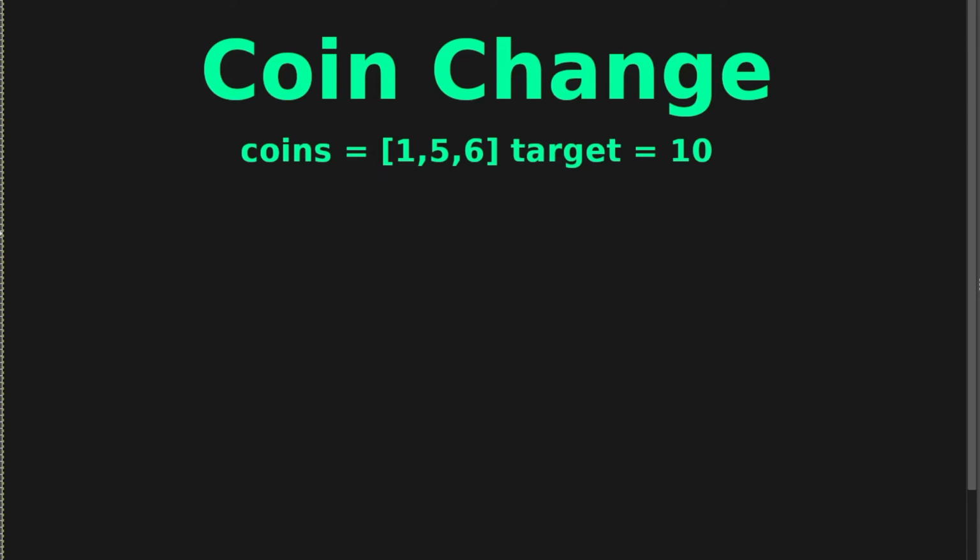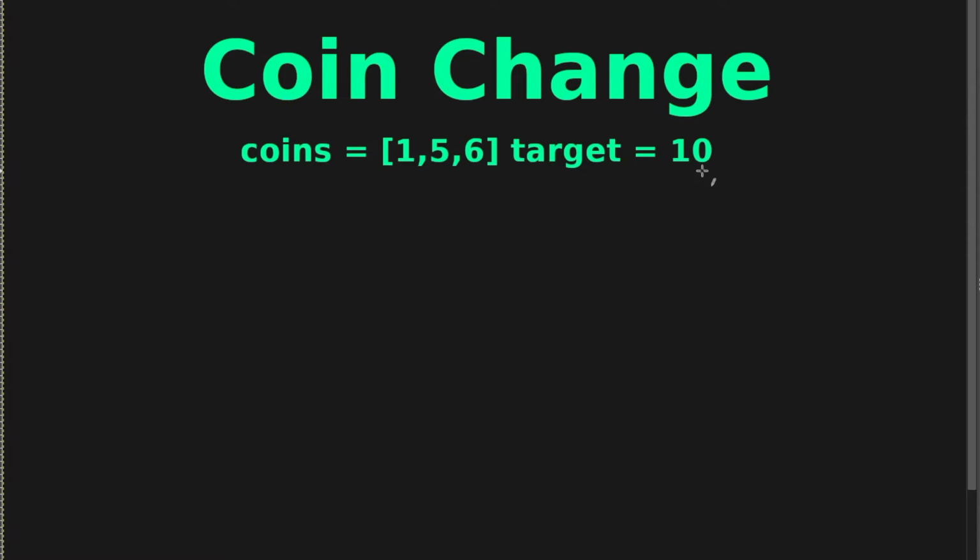In this video I'll be doing the coin change problem. That's the question of given coins of a certain denomination, here 1, 5, and 6, what is the minimum number of coins needed to add up to a target value? Here we're using 10, and I'm doing this problem as part of a series on dynamic programming, and I've been introducing the problems in order of increasing difficulty.